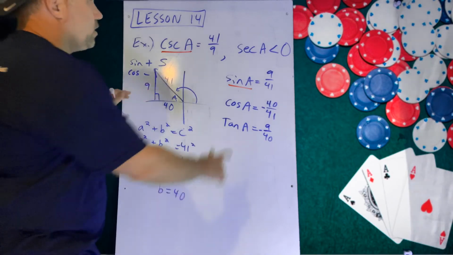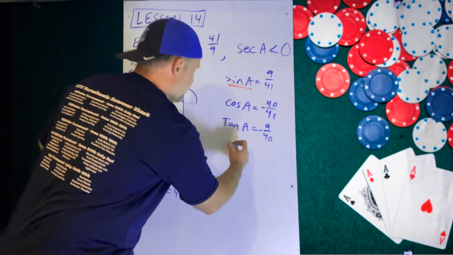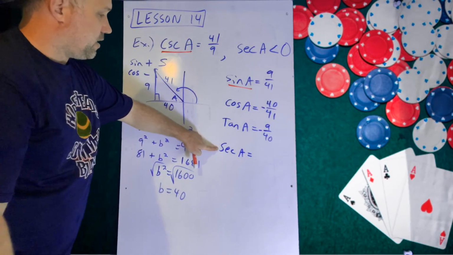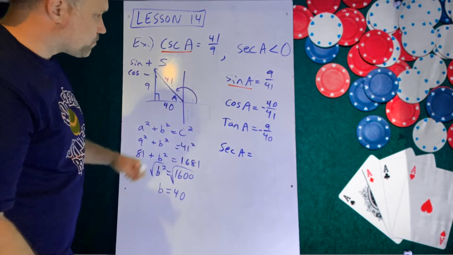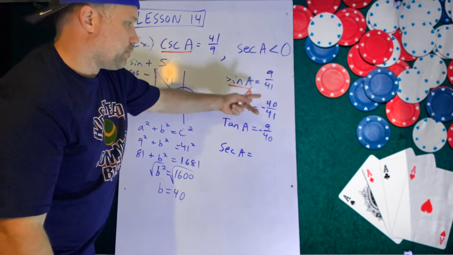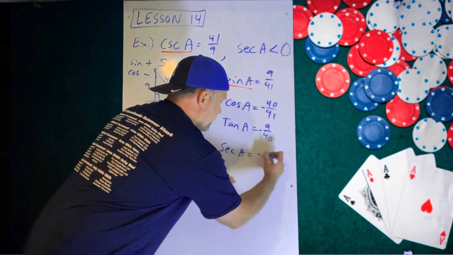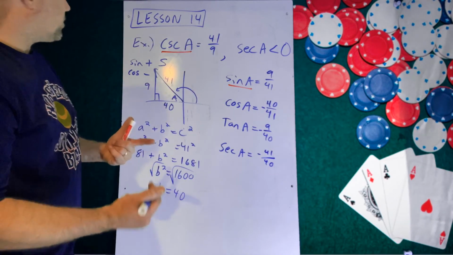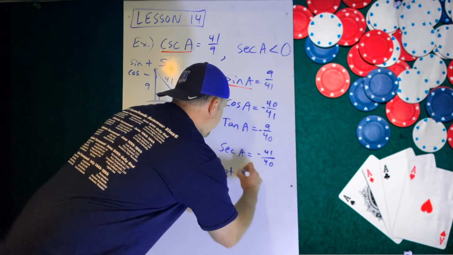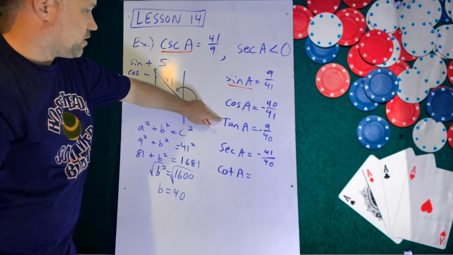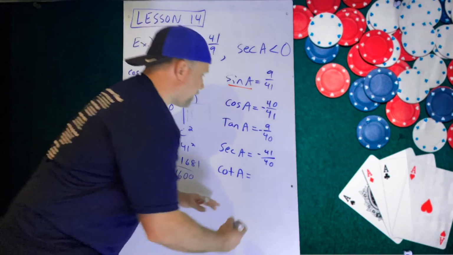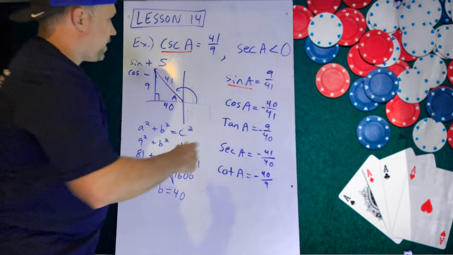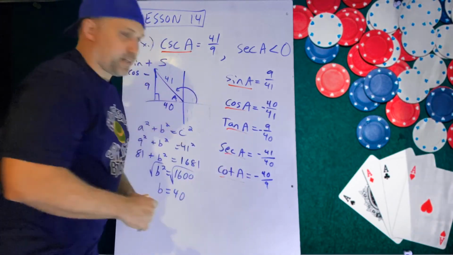All right, let's find, what are we missing now? We need secant. All we knew about secant was it was less than 0. We didn't actually have the secant though. Secant we can get because secant is the reciprocal of cosine. If you take cosine and flip it, negative 40 over 41 becomes negative 41 over 40. So there's my secant. All that's left now is cotangent. The cotangent of A will be the tangent flipped. So negative 9 over 40 flipped would be negative 40 over 9. And now I have all 6.